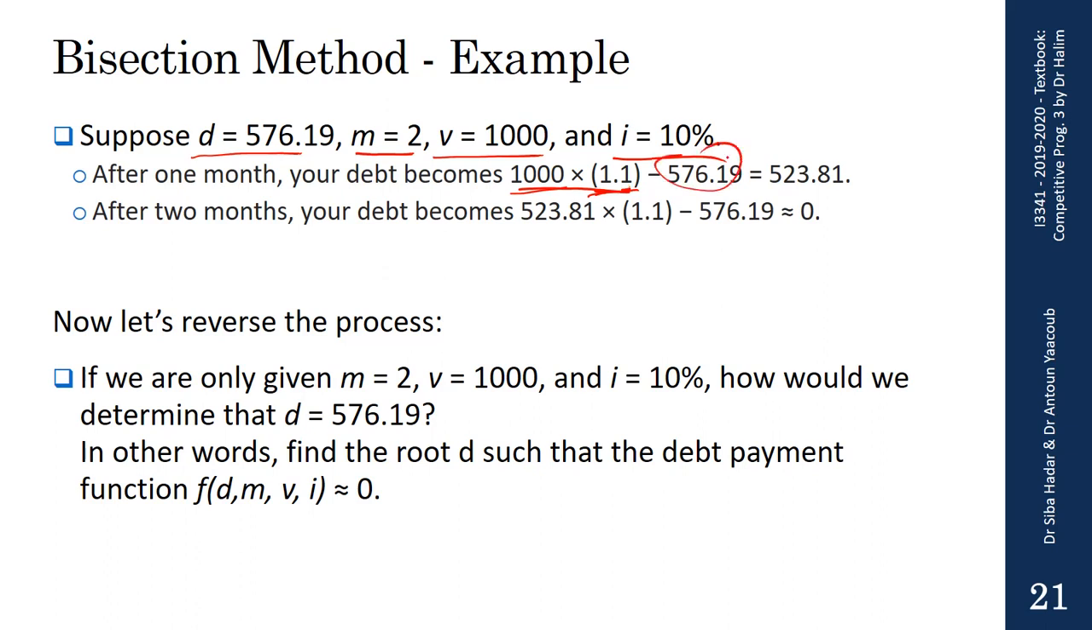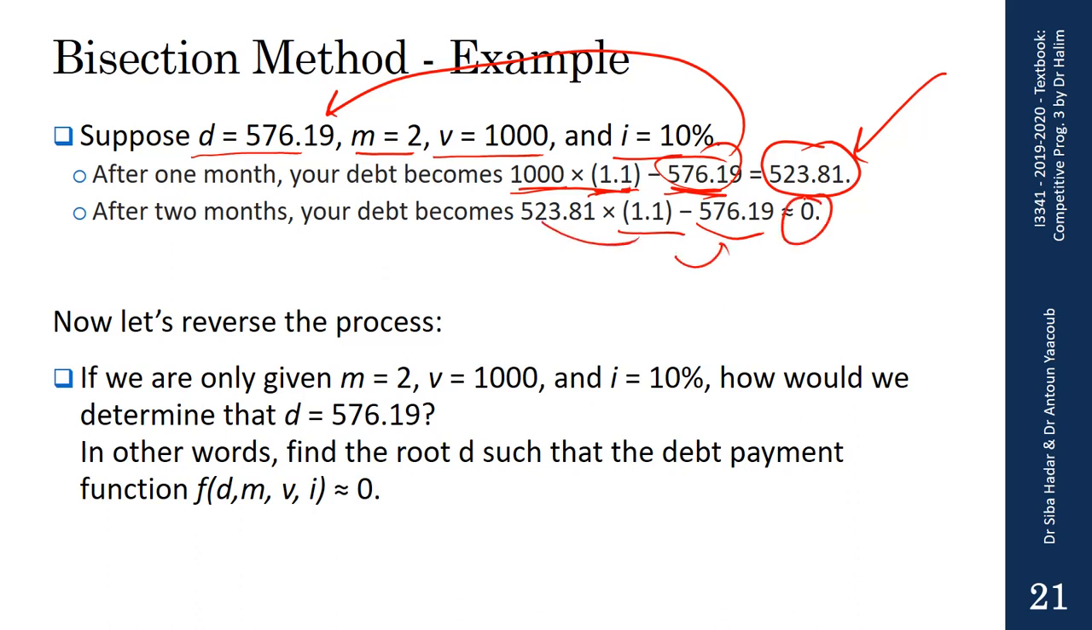And if your monthly payment is 576.19, after you pay this amount after the first month, you will end up with this amount of money. So you need to pay this in the second month. In the second month you also need to pay the 10% interest, and if you pay this amount, this one would be equal to this one, and you will end up with 0. So if you take a loan of 1,000 and you pay it over just 2 months, you need to pay $576.19 each month. So this is the solution.